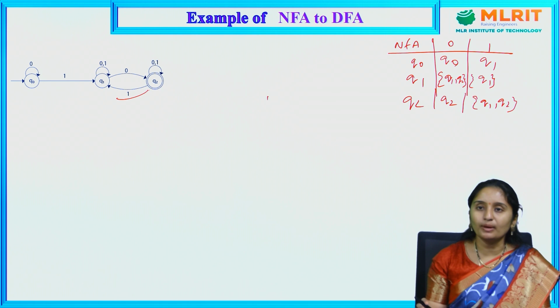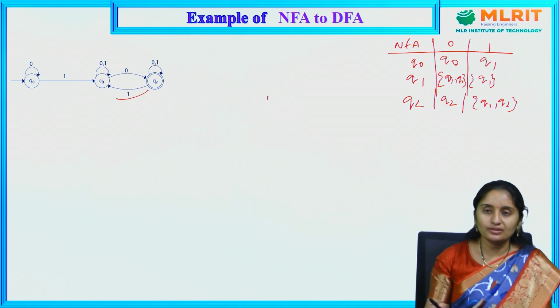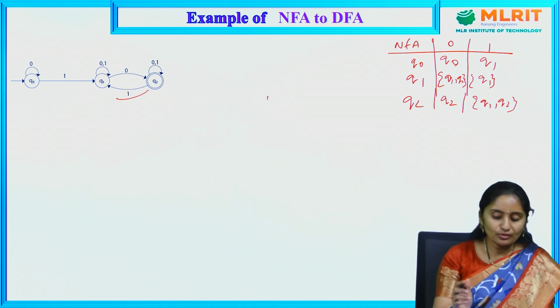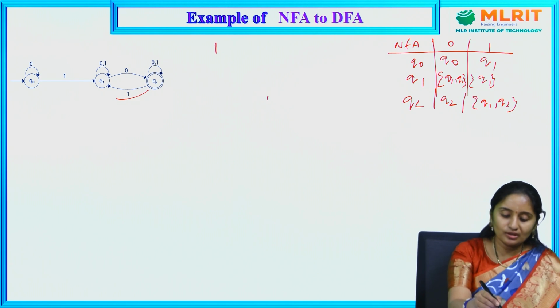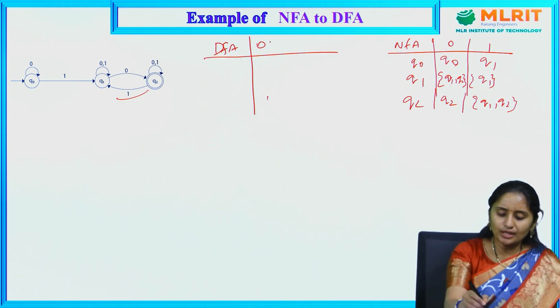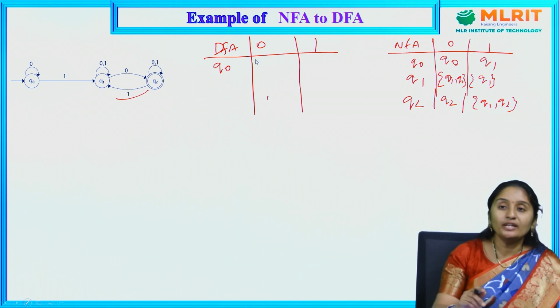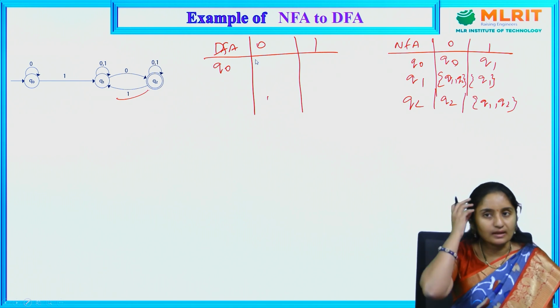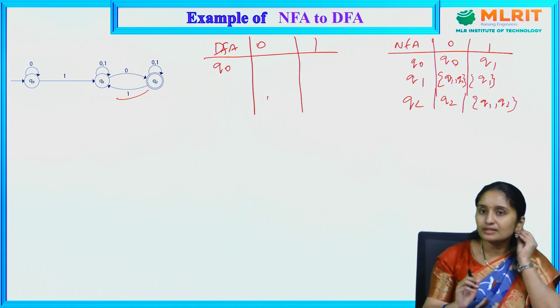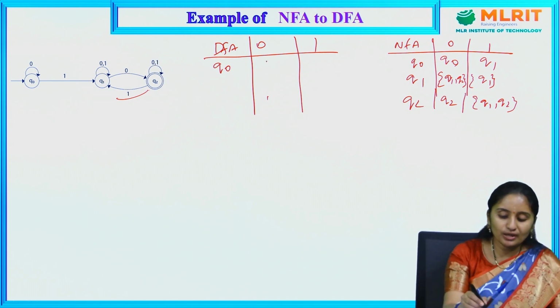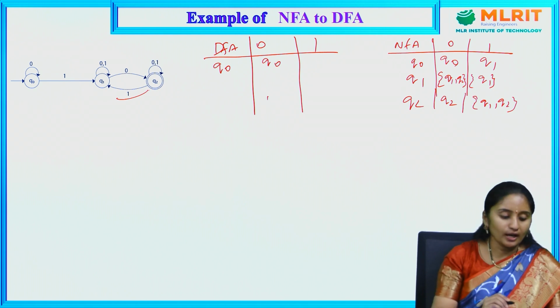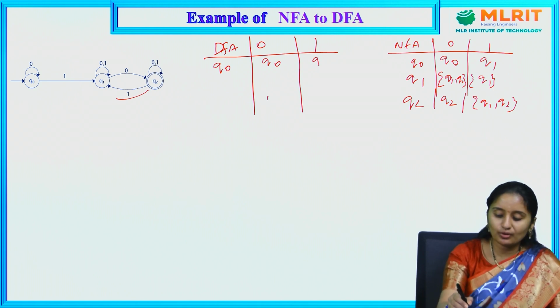So Q1, Q2. The next one we have is we need to find out the transition diagram for DFA. So first we need to write the DFA transition table, with inputs 0, 1. We need to start with the starting state. So Q0 on 0, it is going to Q0, and Q0 on 1, it is going to Q0.